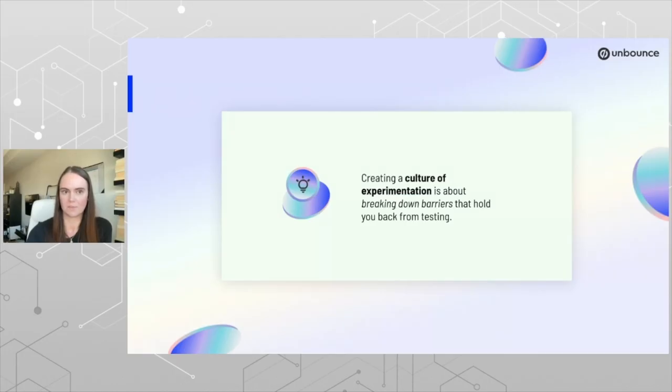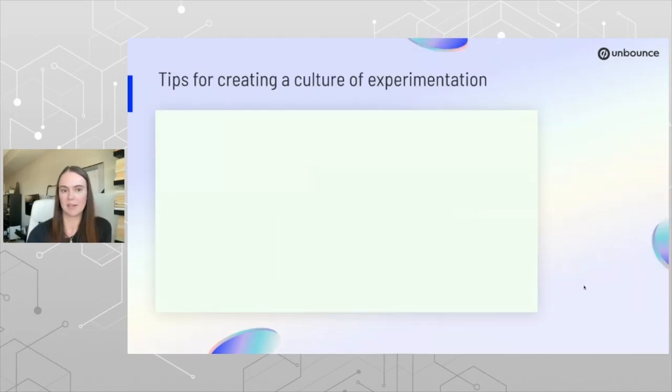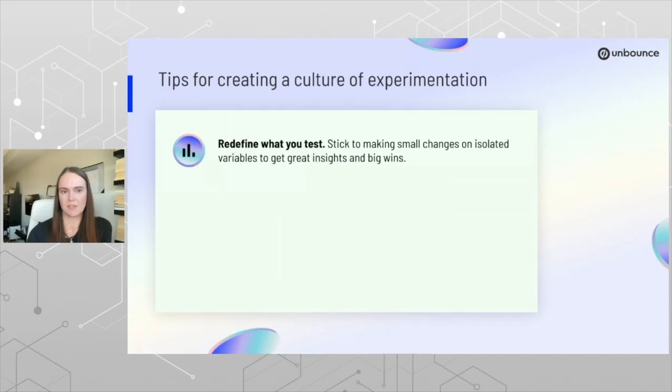So I'm going to share a few ways that you can create and reinforce a culture of experimentation. So first, when you're creating that culture, you're going to want to redefine what you test. Testing two completely different page variants with multiple different changes is going to be time-consuming, uninformative, and often ineffective. So we recommend that you stick to making small changes on isolated variables so you can clearly identify a winner in every test and confirm the insight or learning from that test.